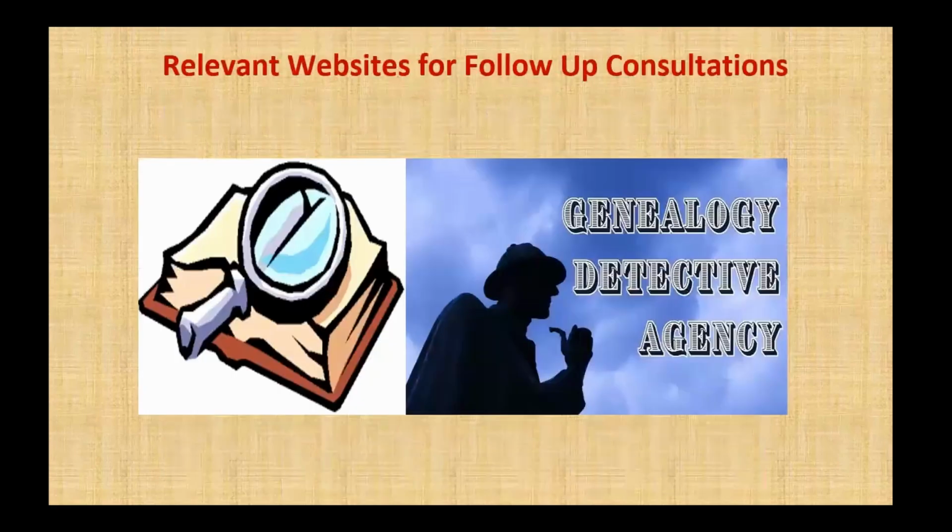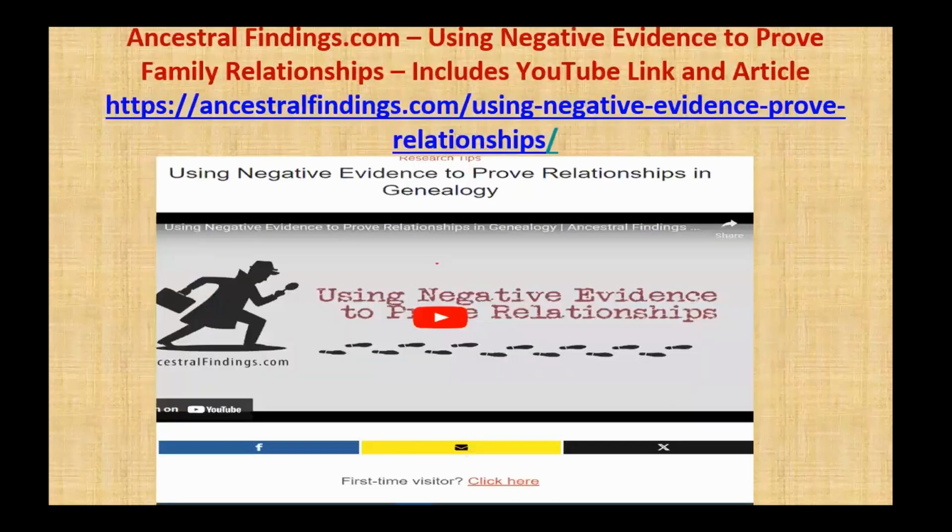Now, some relevant websites for follow-up consultation. Ancestral Findings. This is one that has a very proven track record. In this particular case, they actually had a brief presentation on there about using negative evidence to prove family relationships. It includes not only a YouTube article, but it has the link to the presentation.